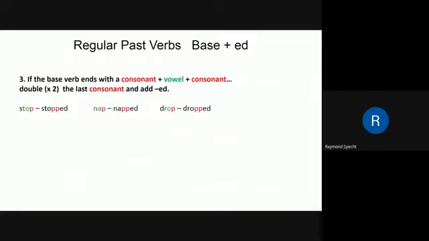Stop, stopped. Consonant, vowel, consonant. We're going to double the P, add ed. Nap, napped. Consonant, vowel, consonant. Double the P, add ed. Drop, dropped. All right. Make sure you go back in this video and review slides 4 and 5 for the rules. This is going to be a key. Make sure you write these down for yourself.